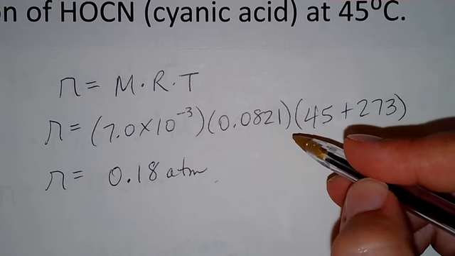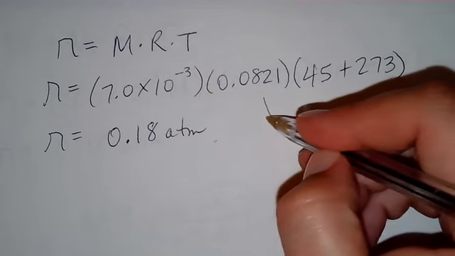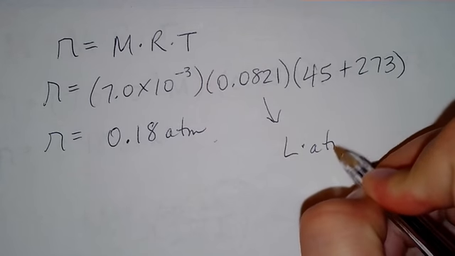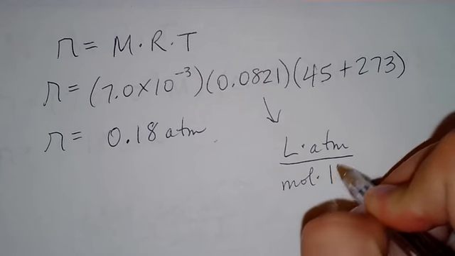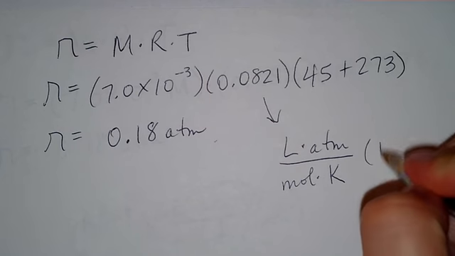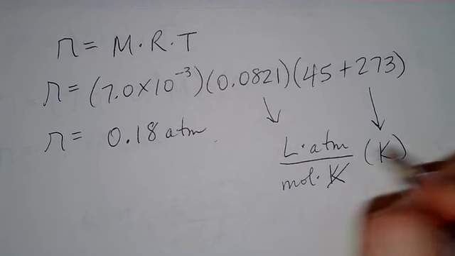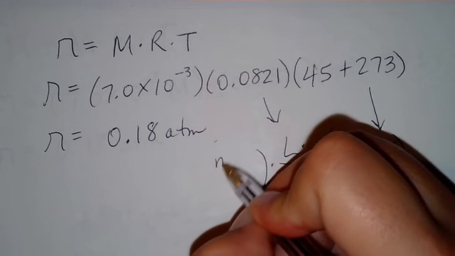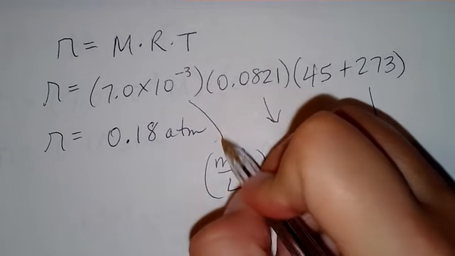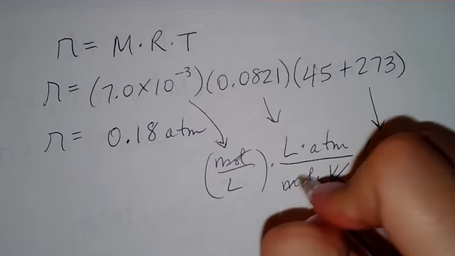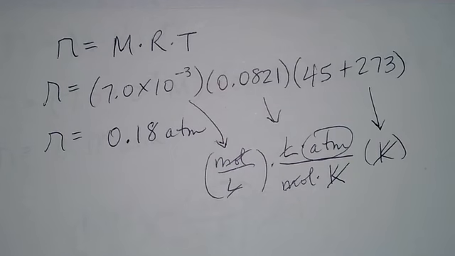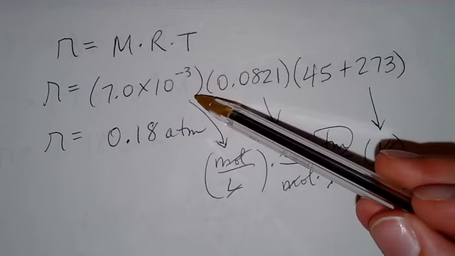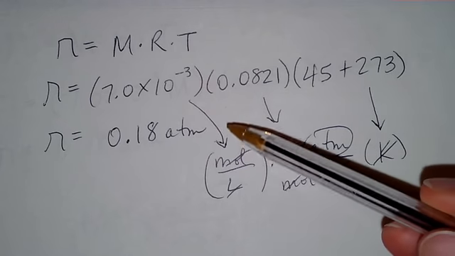So if you remember, the units of R were liter atmospheres per mole Kelvin. When we multiply by Kelvin for our temperature, the Kelvin units cross out. When we multiply by molarity, which is moles per liter, from our concentration, moles and liters cancel out. So we're left with atmospheres for our units. So it's important to remember the units for this. Temperature has to be in Kelvin, concentration has to be molarity, and then our units of osmotic pressure are atmospheres.